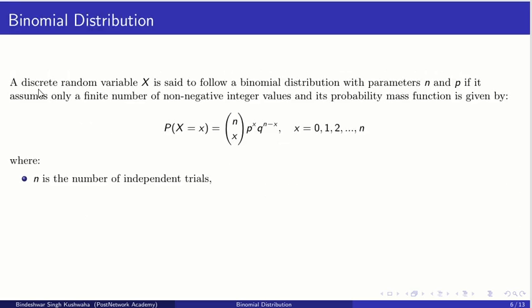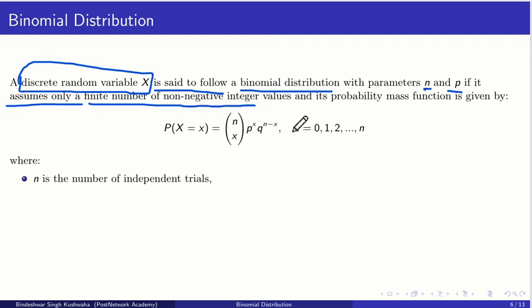Now we have learned the binomial probability function. Now we will understand the binomial distribution. A discrete random variable X is said to follow binomial distribution with parameters n and p, that means the number of trials and probability of success in each trial, if it assumes only a finite number of non-negative integers. That means X should be 0 to n, not minus 1 or minus 2. We cannot take such values.